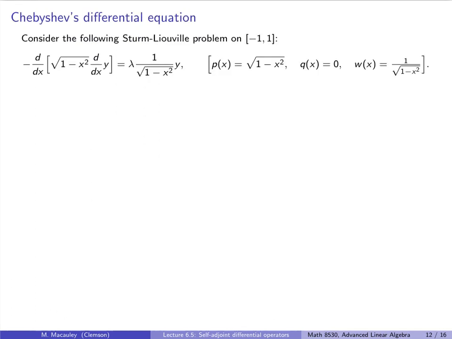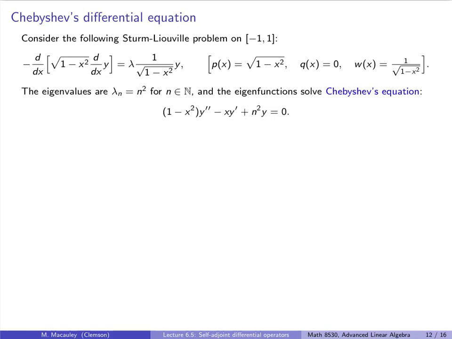Our next example is Chebyshev's differential equation, defined on the interval -1 to 1. This is negative d/dx of root 1 minus x squared d/dx y equals lambda times 1 over root 1 minus x squared y. So p of x, in this case, is root 1 minus x squared, this function. Q of x is 0, and the weighting function w of x is 1 over root 1 minus x squared. That's this thing here. For each natural number, there's an eigenvalue, lambda n equals n squared.